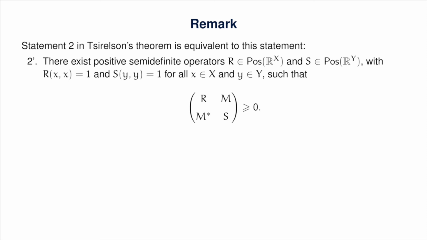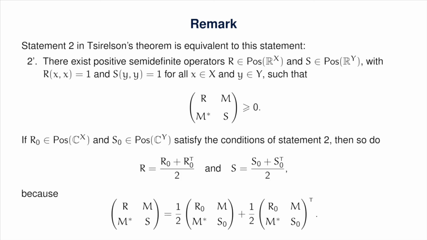Obviously, if the alternative second statement written here is true, then so is the original, because real positive semi-definite matrices are special cases of positive semi-definite matrices with complex number entries. On the other hand, if the original second statement is true, then we can quickly get our hands on suitable choices for R and S that have real number entries.